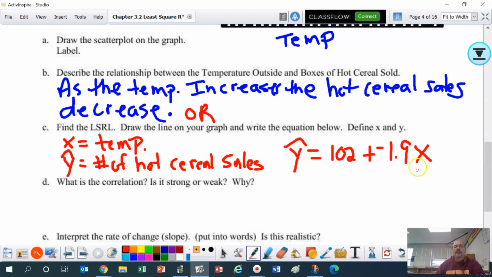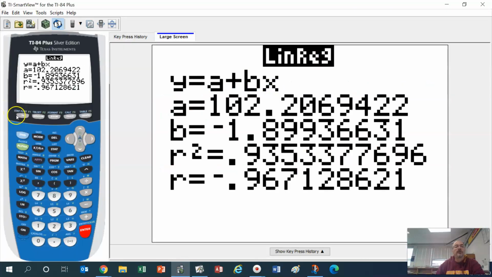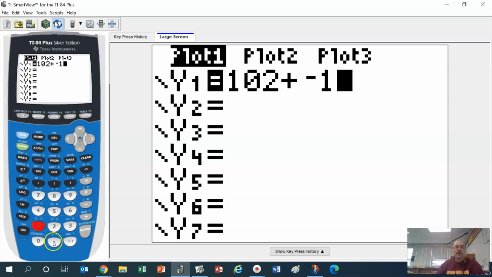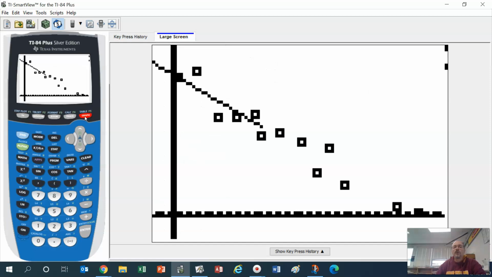And then it says, draw the line on your graph. Well, let's go take a look, folks. Go to your Y equals, type in your 102 plus or minus, if you want, negative 1.9. Okay, if you use the minus sign, don't put a negative, X. Now, when I graph that, ladies and gentlemen, ooh, look at that. The line goes through the dots. Beautiful. Okay, line of best fit.